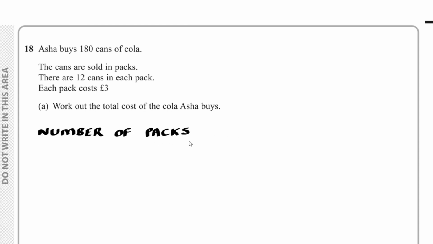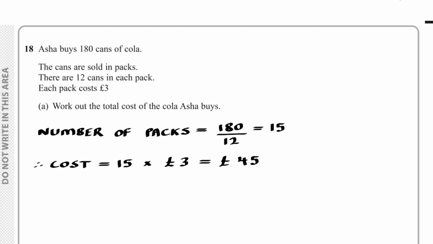So if I've got 180 cans and there are 12 cans in each pack, the number of packs is 180 divided by 12, which is 15. So we've got 15 packs and each pack costs £3. So the cost is equal to 15 multiplied by £3, which is £45.